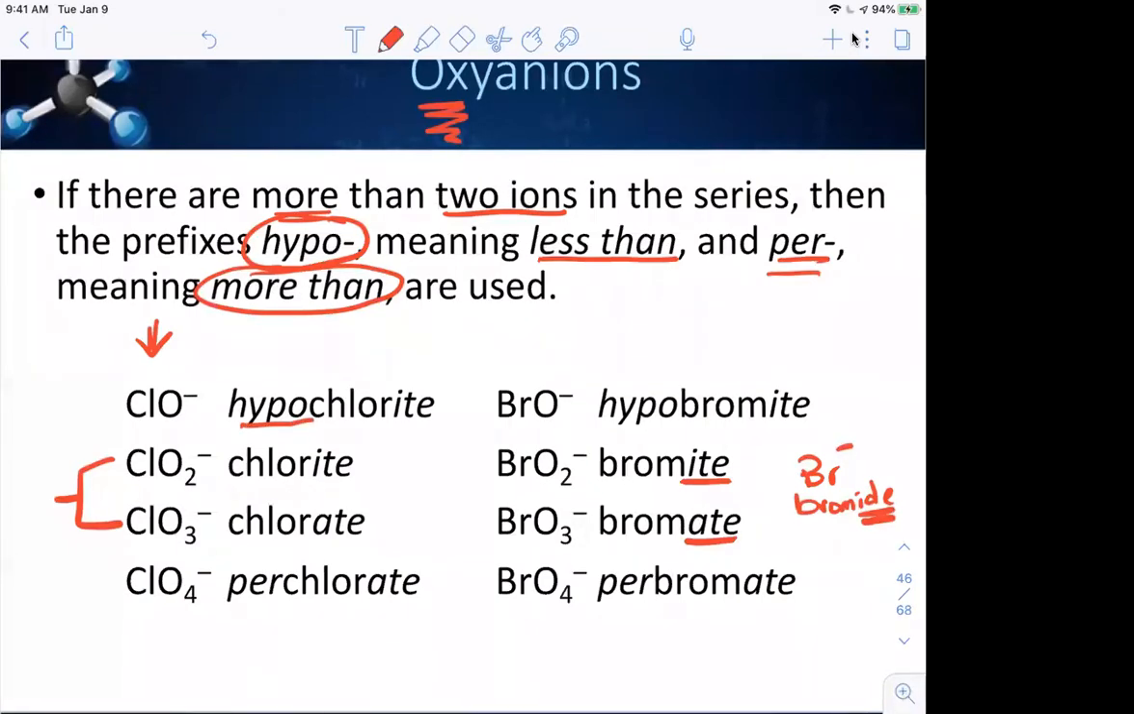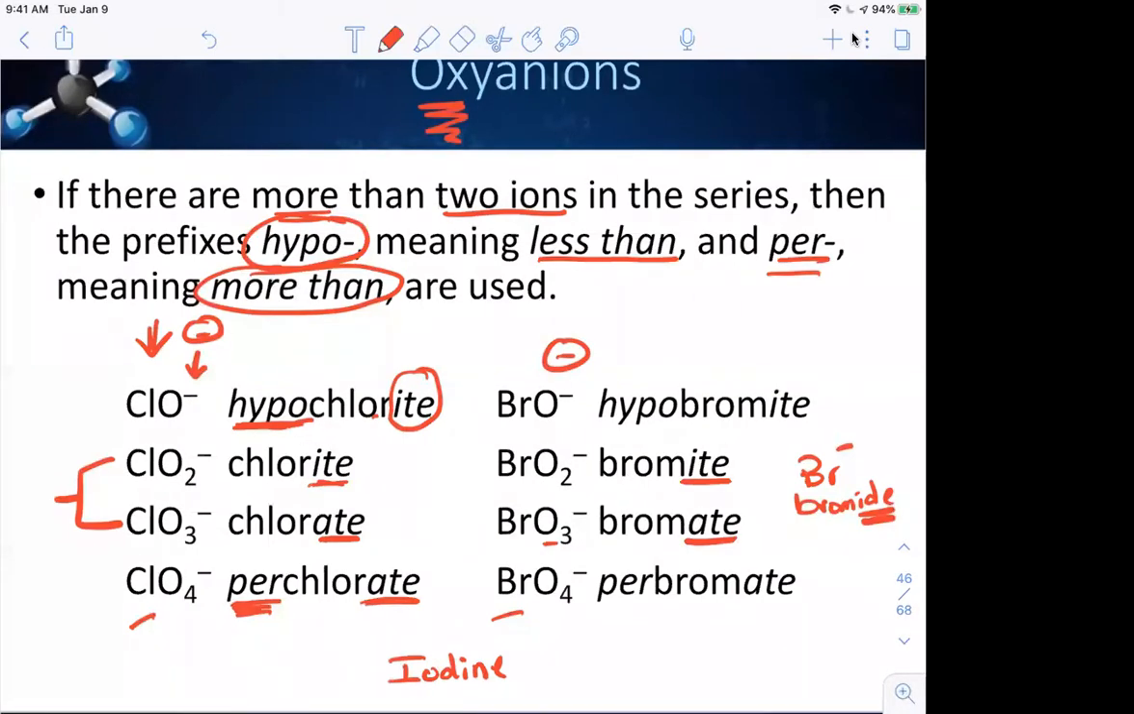The hypo here says, notice I have an ite ending. This says I have 1 oxygen less than my chlorite, hypochlorite. Here's my ate, which has 1 oxygen more than my ite. More than ate is perchlorate. These series can be used for chlorine, for bromine, also for iodine. Notice the charges are all -1 and they don't change regardless of how many oxygens I add.